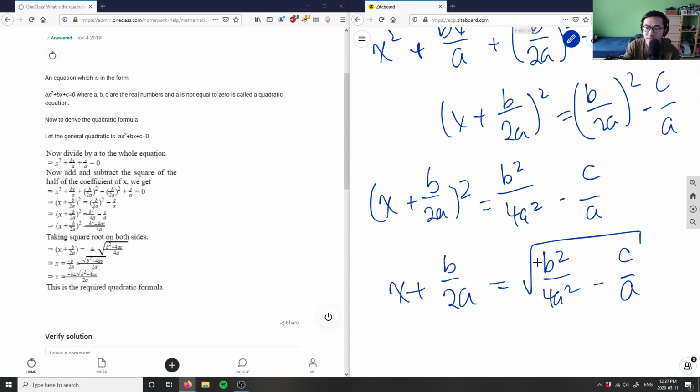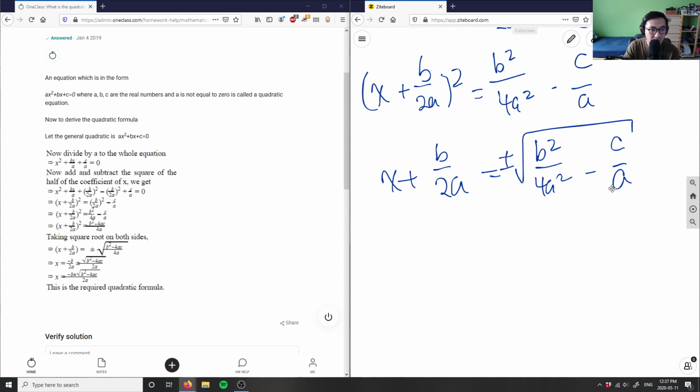So it's square root of both sides, and this is plus or minus, right? Every time I take a square root, it's plus or minus here. And then what I can do is simply subtract b over 2a from both sides. I can subtract this guy from both sides, right? So I'm leaving x by itself, right?